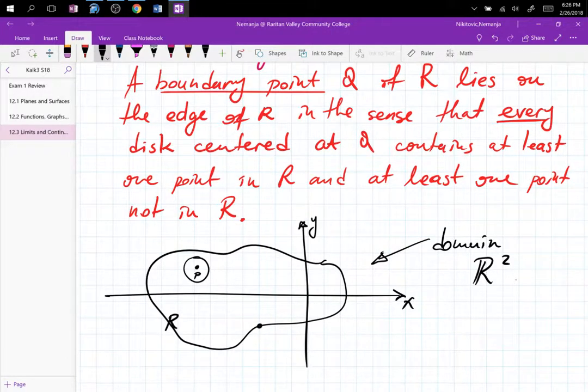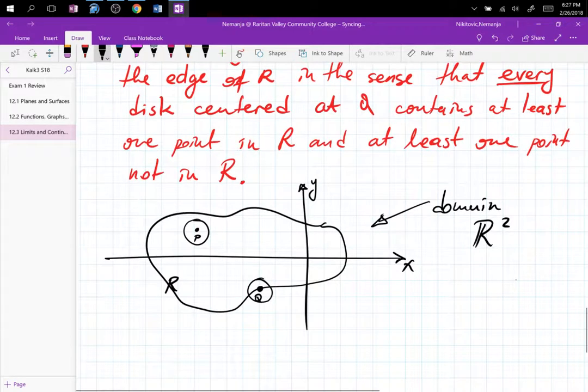Or I have point Q, and Q is on the edge. So when you draw the disk, you see that there are points that are inside the region R and points that are outside of the region R. So that's the boundary point. Now you see, it has to be exactly on the edge to work.